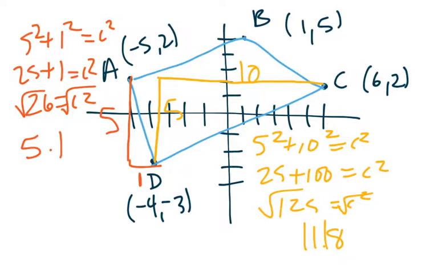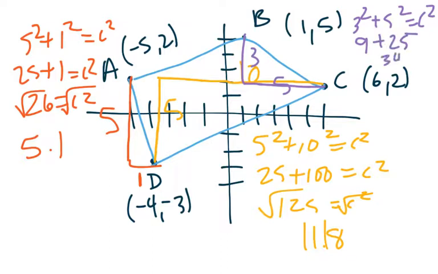Then we do the next one, so we'd go to the left 1, 2, 3, 4, 5, then up 1, 2, 3, so it'd be 5 and 3. So we'd go 3 squared plus 5 squared equals c squared. So it'd be 9 plus 25, which would be 34. So we take the square root of 34, and we get about 5.83.